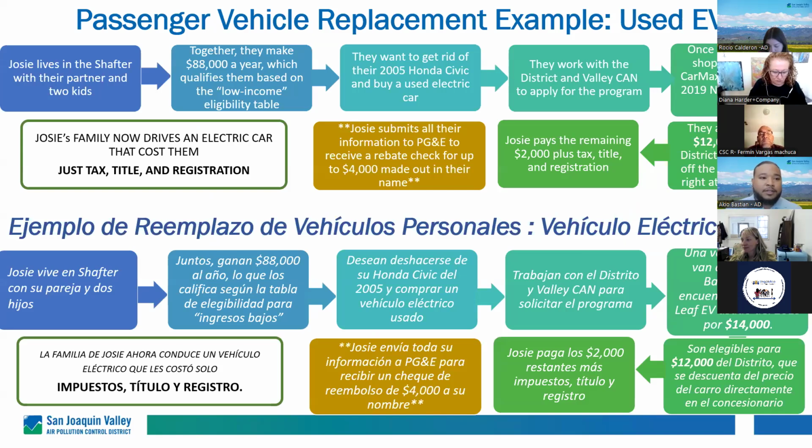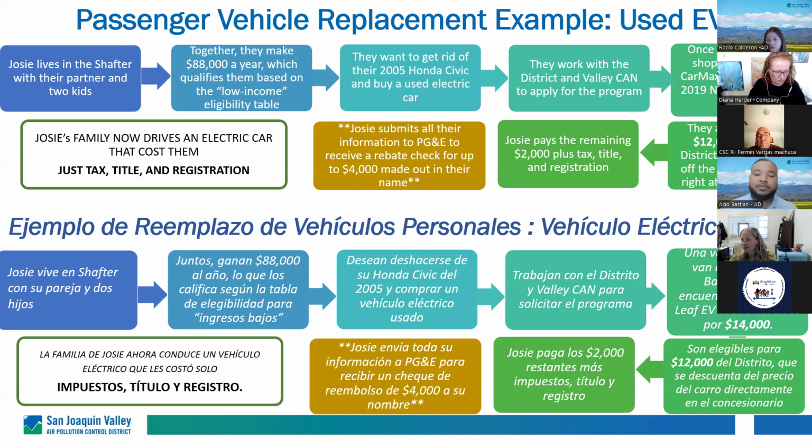Thank you. So here's scenario 1, an example of a participant coming through the program. We have Josie, who lives in Shafter with their partner and 2 kids. Together, they make $88,000 a year, which qualifies them based on that low income eligibility table we just showed you. They want to get rid of their 2005 Honda Civic and buy a used electric car. Since it's 2006 or older, that vehicle would be eligible. So they work with the district and Valley CAN to apply for the program.